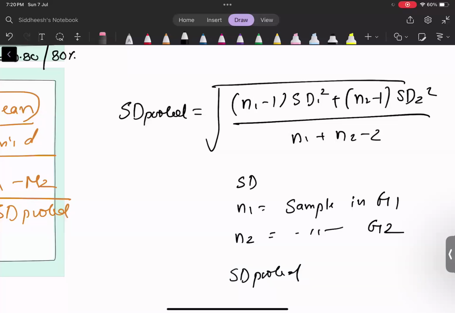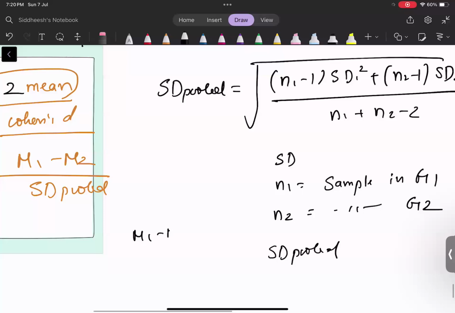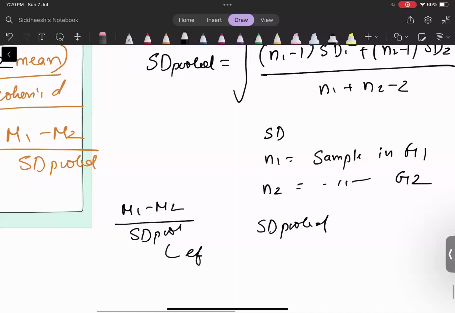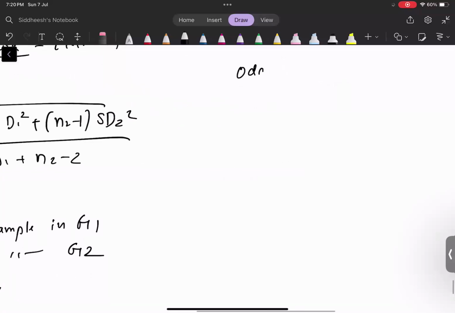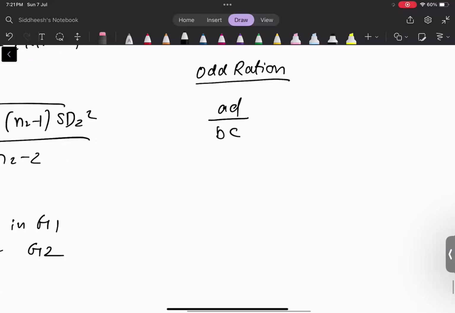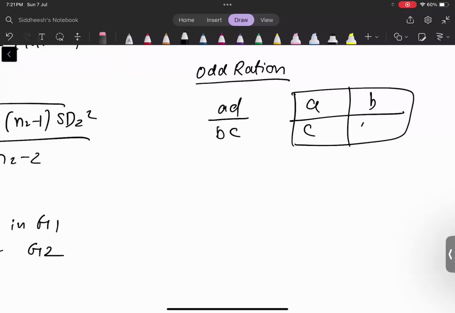And the same I will put in my formula, that is M1 minus M2 upon the pooled SD. And what will I get out of it? An effect size. Correct? You people might also be using the odds ratio, so from the odds ratio we can also find the effect size. That is AD upon BC. That simple table, if you can recall, the table we used to make. AD and BC, so AD upon BC. You perform this and you will find an effect size out of it.